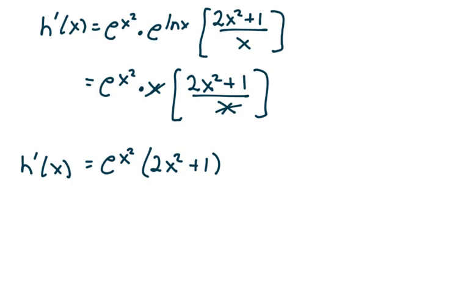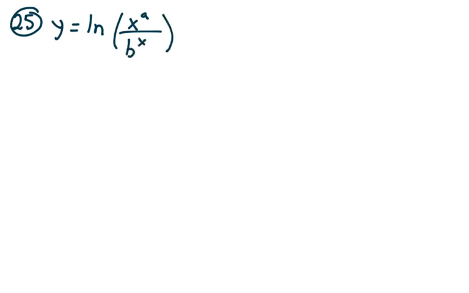If we take a look at 25. So on problem 25, we have y equals natural log of x to the a divided by b to the x. And so I'm going to rewrite this as natural log of x to the a minus natural log of b to the x.